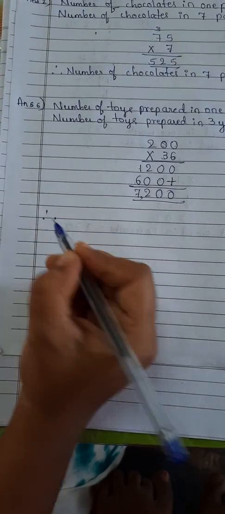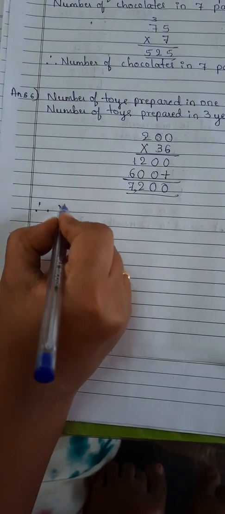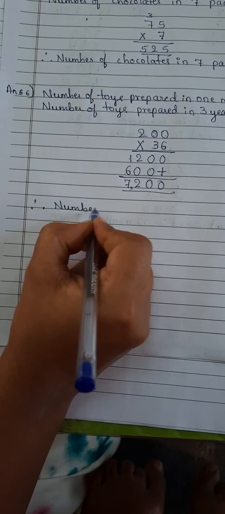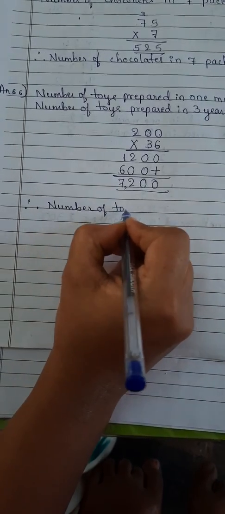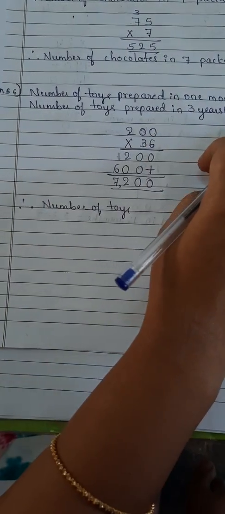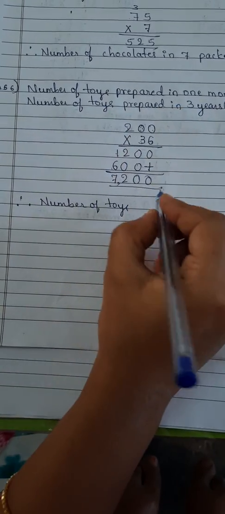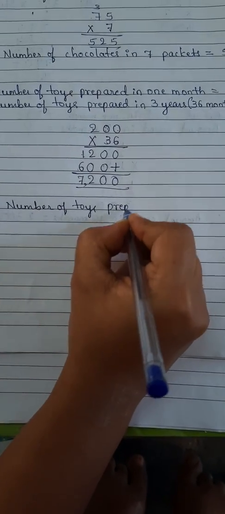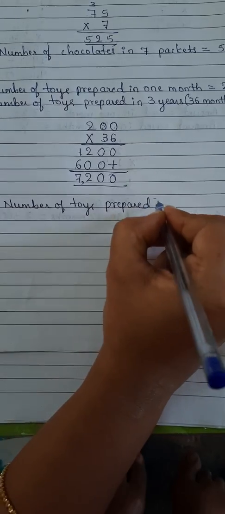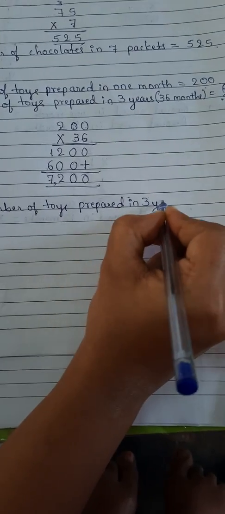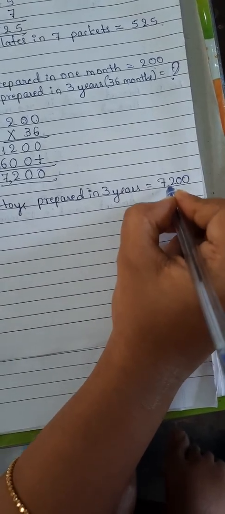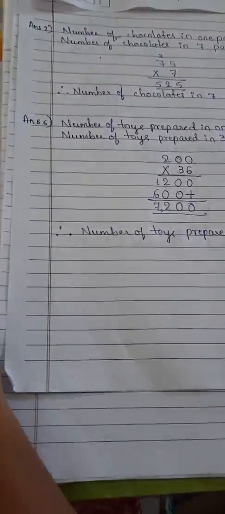Therefore, what to write therefore? Number of toys. Question mark sentence we have to write. This second line we have to write: number of toys prepared in 3 years is equal to 7,200. Understood? So, this is the way how we have to multiply the verbal sums.